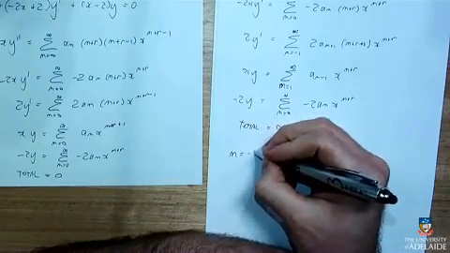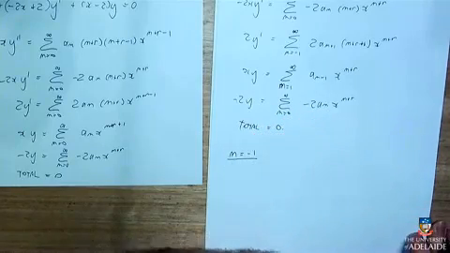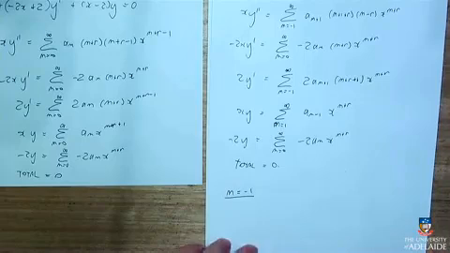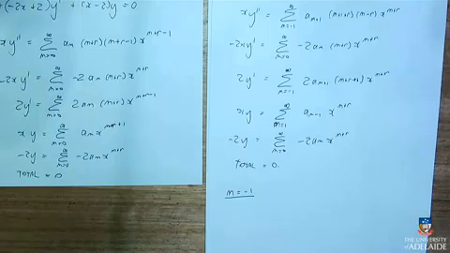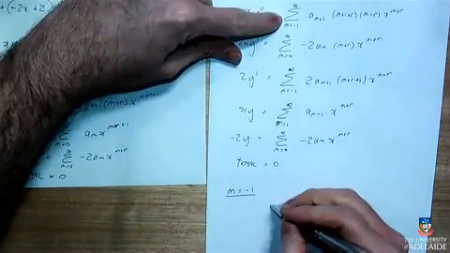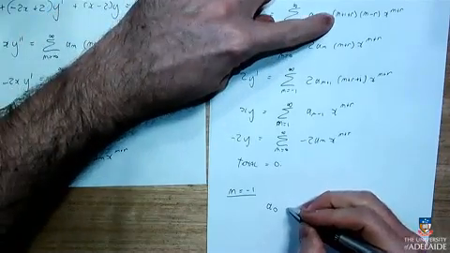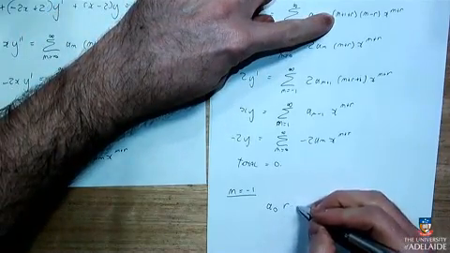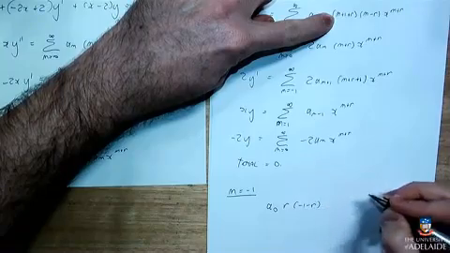So the earliest m is m equals minus 1. That's the earliest m that occurs in any of those. The first one starts at minus 1, the second one starts at 0, the third one starts at minus 1, the fourth one starts at 1, and the last one starts at 0. So the earliest starting m is negative 1, and so that's where I'm going to start. And so I have a_0, r minus 1 minus r.